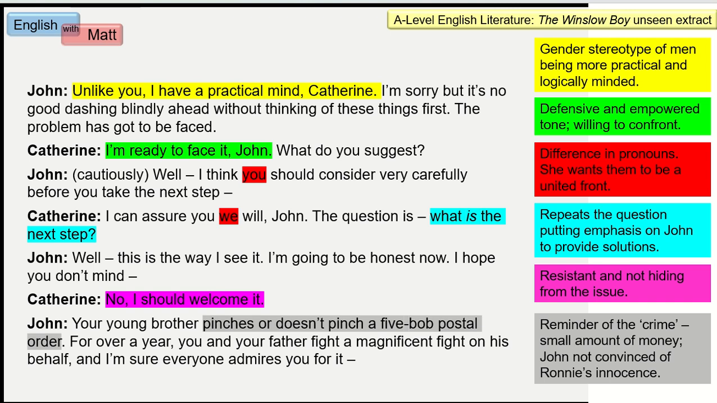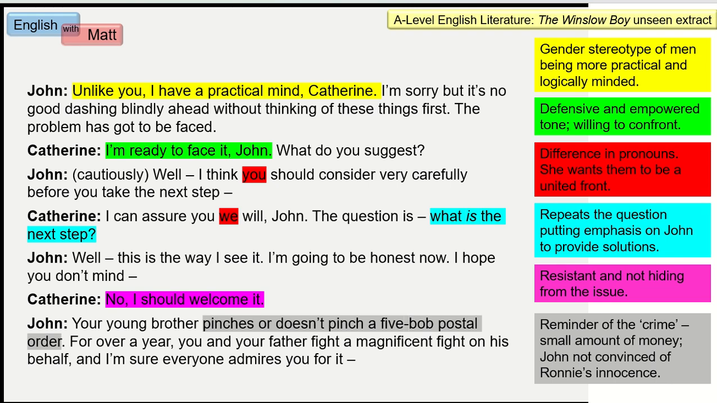So the extract begins with John talking about having a practical mind. And of course, it reinforces this old-fashioned stereotype of men being practical and logically minded compared to women. Some students say that this is also quite patronising. He's basically saying that Catherine is letting her heart rule her head, and it's a man's responsibility to make sure that logic and common sense are followed. So he's basically saying, I have a practical mind, Catherine, you do not.